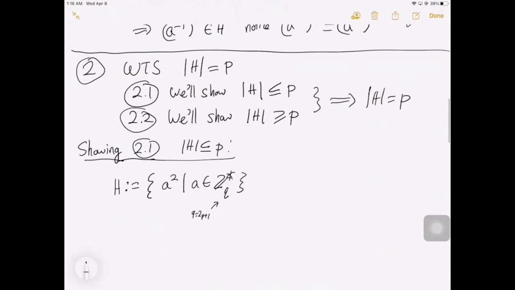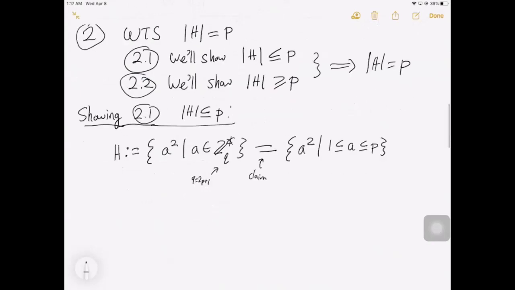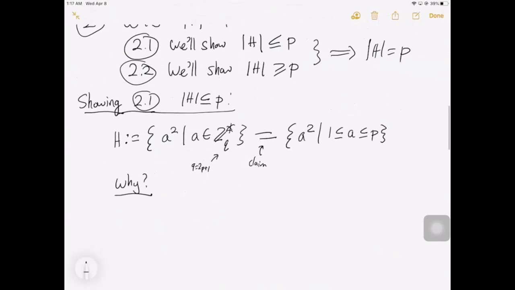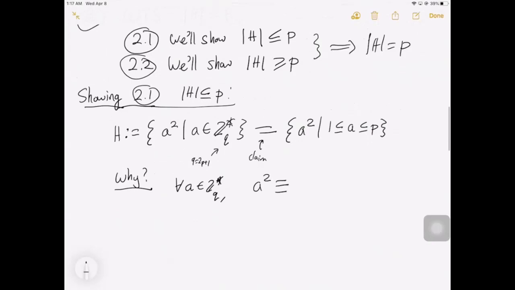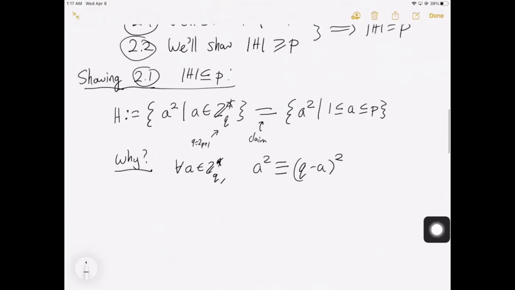Now we can make the claim, this equality here is going to be a claim, that this is actually the same set as A squared, but ranging over just 1 to P. Now, why is this true? The reason this is true is because for any A in Z star Q, we have that A squared is going to be congruent to Q minus A fully squared mod Q. Maybe it's not immediately clear why this makes these two sets equal.